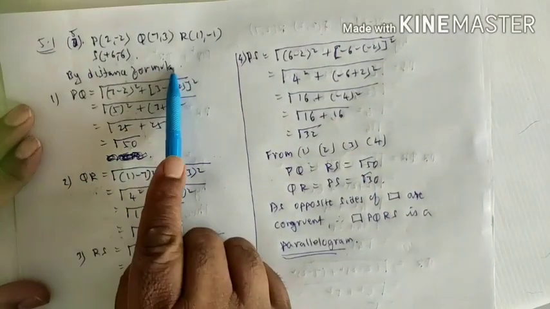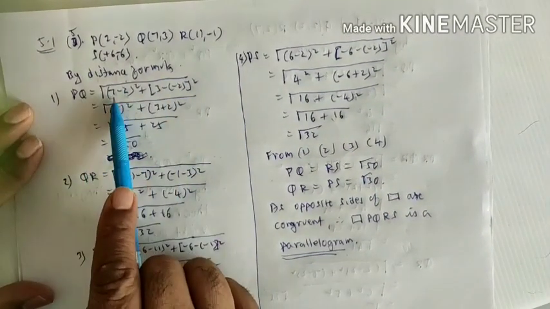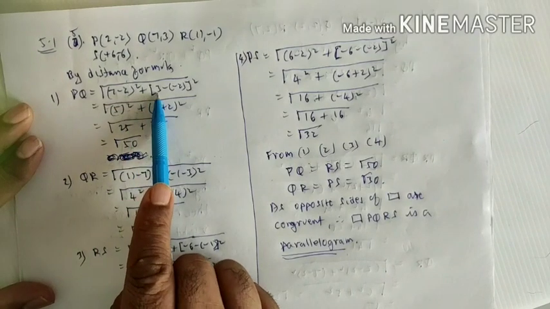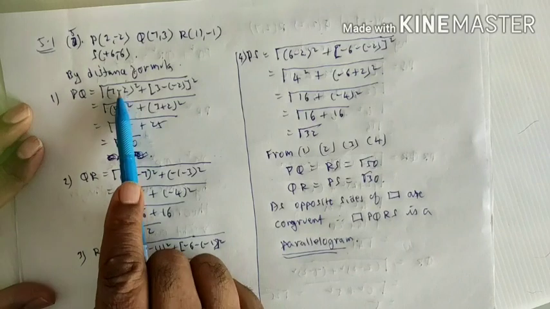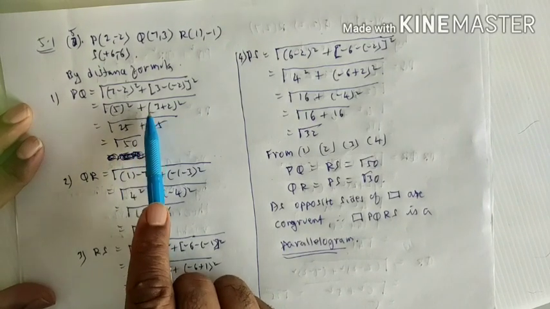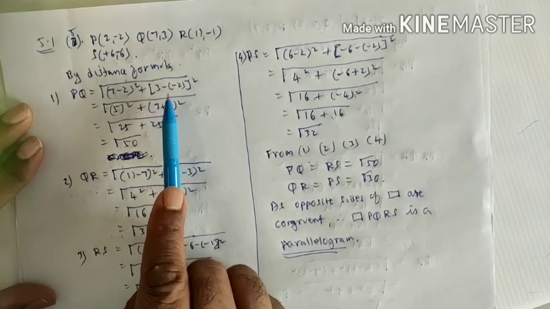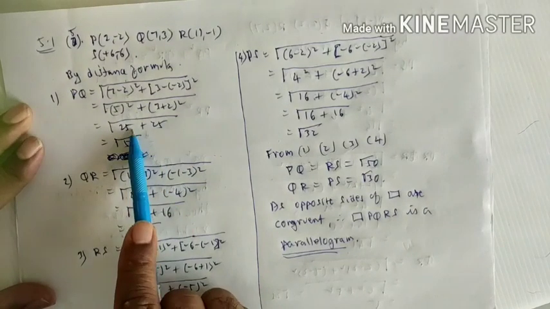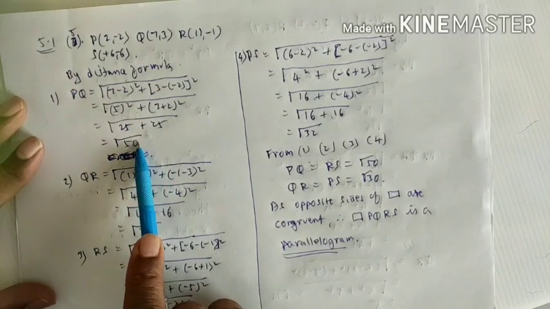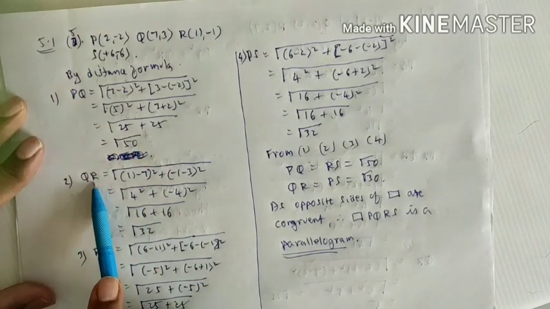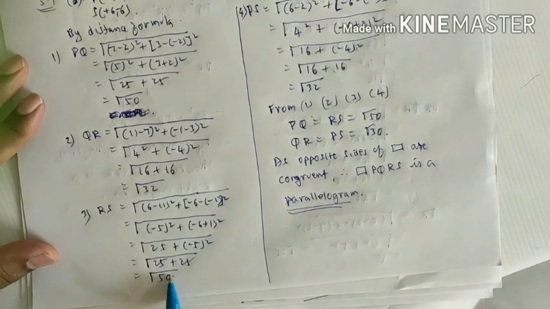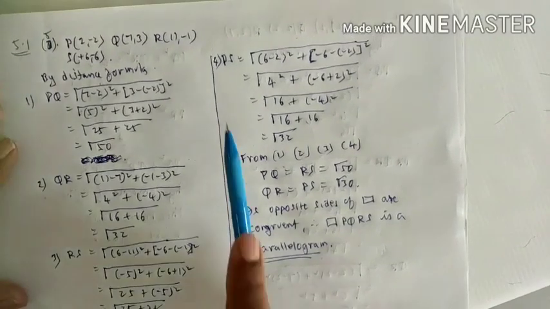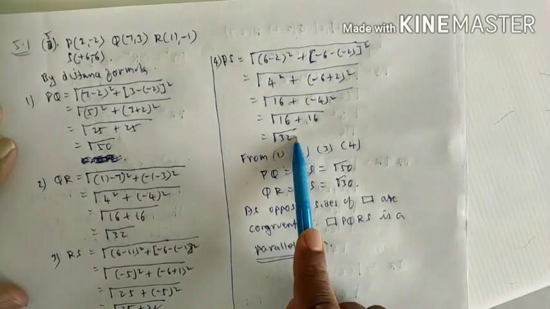See, by distance formula, PQ is equal to under root (7 minus 2) square plus (3 minus 2) square. It is equal to under root 7 minus 2 is 5 square plus 3 minus 2 is 3 plus 2 square. It is equal to root 25 plus 25, that is root 50. In the same way, we get QR is equal to root 32, we get RS is equal to root 50, we get PS is equal to root 32.